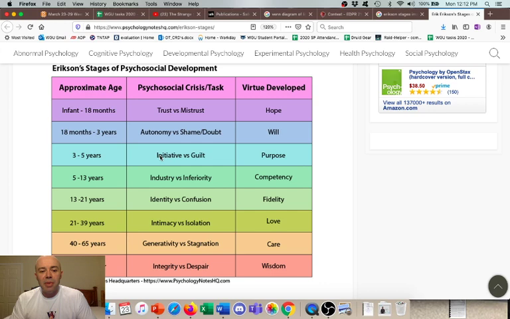Integrity versus despair, the last part of life, that is slowly but surely people are being robbed of all the things we've talked about so far: autonomy, initiative, industry. They're being put into nursing homes for their own safety. But when you do that, you kind of rob them of the psychosocial aspects, right? And that might lead to a despairing outcome.